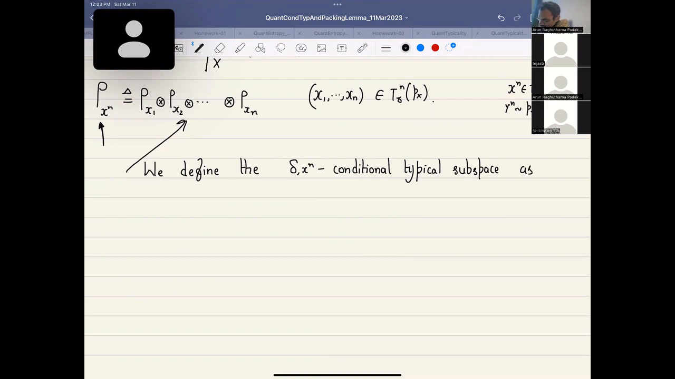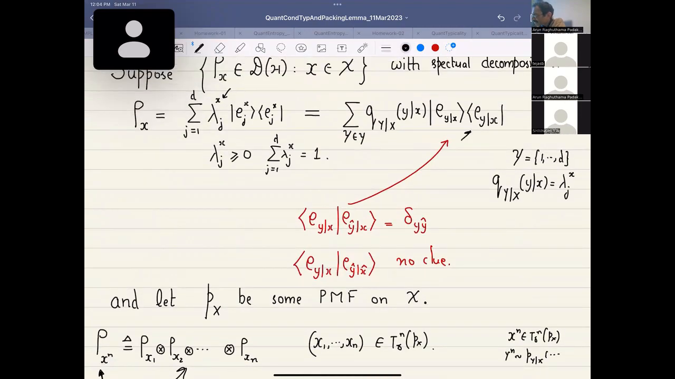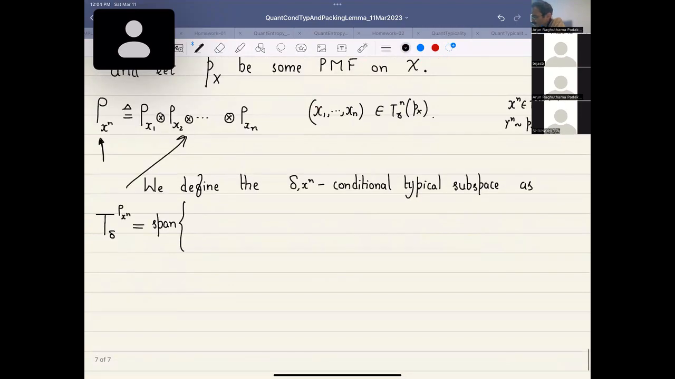as T. There should be a delta, there should be an n. Well, the n can go. And there is going to be a rho xn. Span of what? Exactly what you think I would do, right? Remember, there is an EYX, right? So what did we do? Remember, what did we do in the classical?